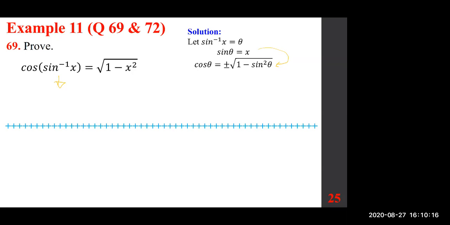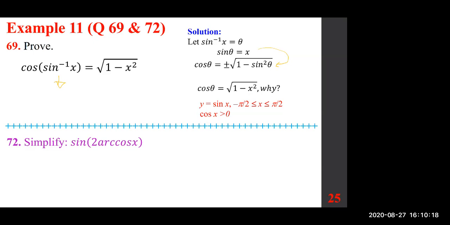Now we choose only the positive one. Why is that? Very simple. When we look at the sine inverse, remember the restriction is between negative pi over 2 and pi over 2, okay? Which means what? The first quadrant and the fourth quadrant. Cosine is positive in the first quadrant, and in the fourth quadrant. I hope everybody remembers that. Sine is positive in the first and second quadrant. Okay. Tangent and cotangent, positive in the first and third quadrant.